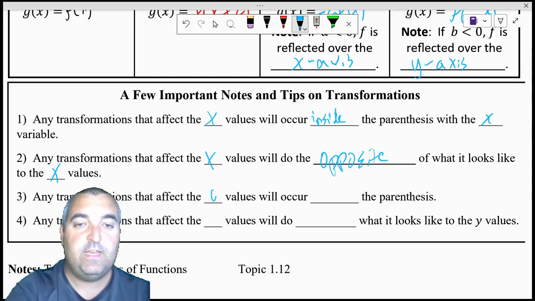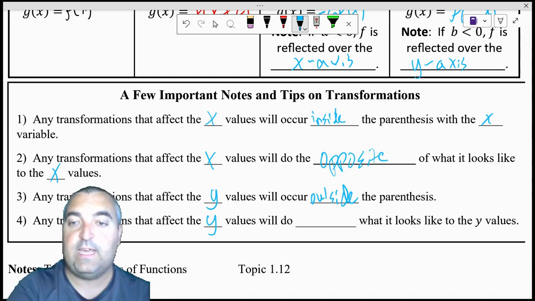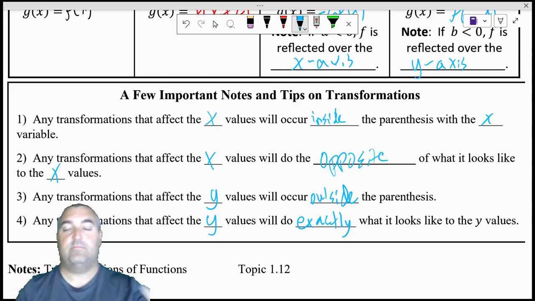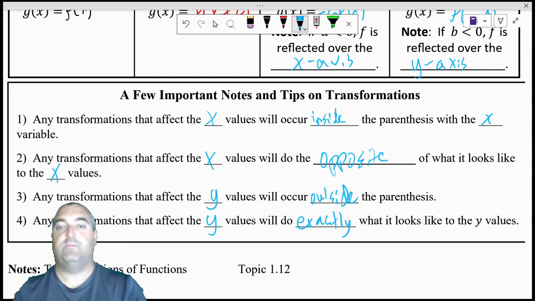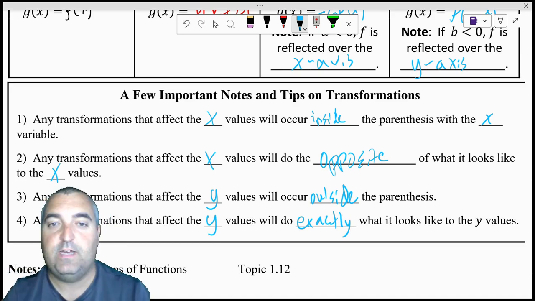Any transformations that affect the y values will occur outside the parentheses, and the y values will do exactly what it looks like to the y values. So when you're adding, you're adding; subtracting, subtracting; multiplying, you're multiplying, not worrying about dividing or doing any sort of reciprocal.